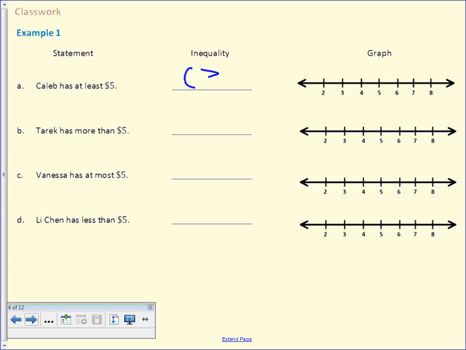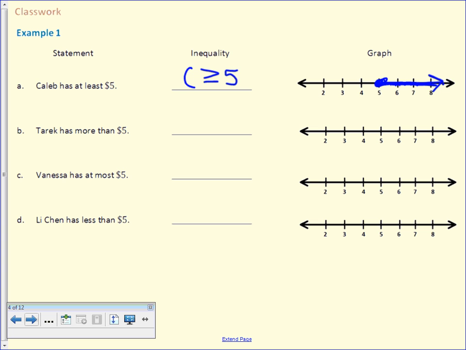So Caleb has more than or equal to $5. So if he has $5, we put that on our graph. But he could also have anything more than that, so we extend our arrow to the right. We put the arrow to show that it keeps going. Any point on this line would make that inequality true. We could replace C with any point along that line, and it would make that inequality true.